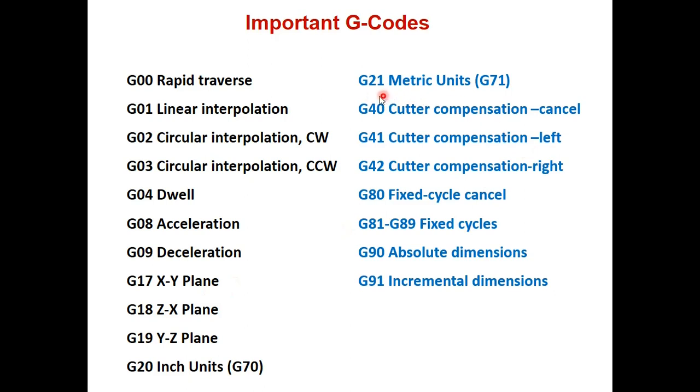You can see here G21 is the metric unit, and now it has moved to G71. If you have to give cutter compensation, we have to use either G41 or G42, depending upon which side we are doing the machining. If you have to cancel any cutter compensation already given by a previous program when you start a new program, it is G40. Another important pair is absolute dimensioning and incremental dimensioning, which we already saw in session 2.